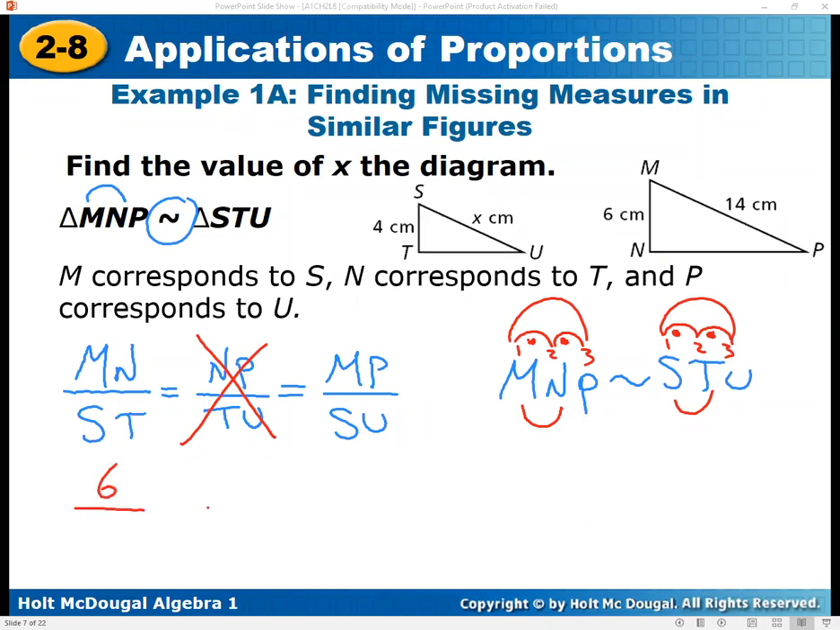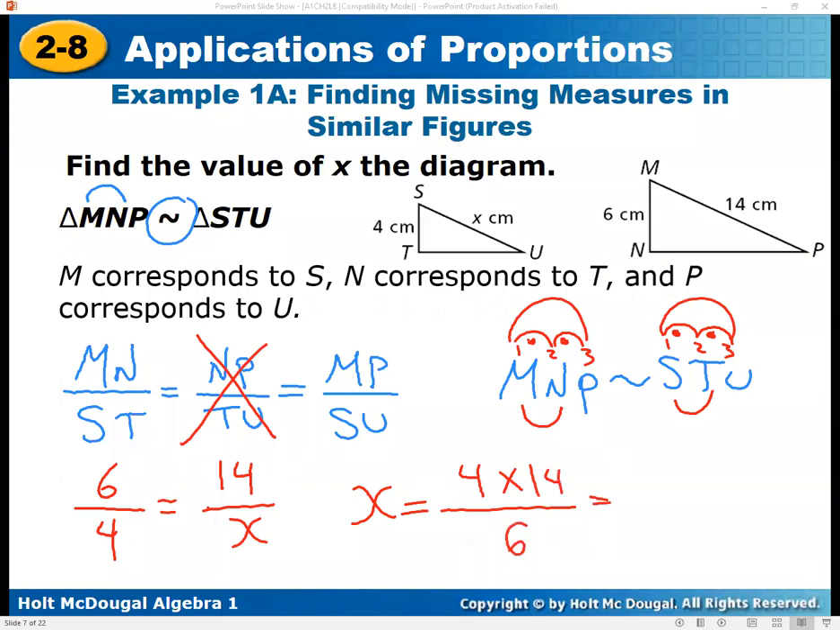Then it will be 6 over ST, 4, equal MP, 14 over x. Now we are looking for the value of x. Cross multiplication: 4 multiplied by 14 divided by 6, and then we will find the answer. 9.3 centimeters. Don't forget the units.